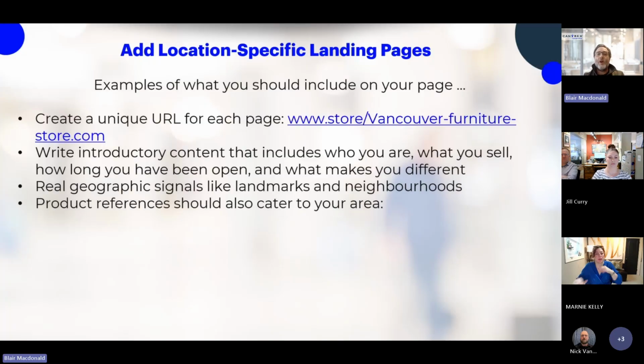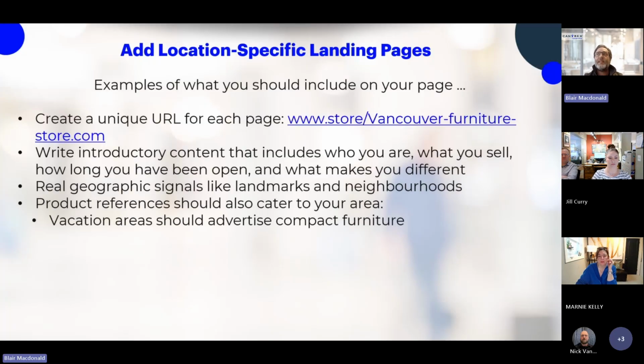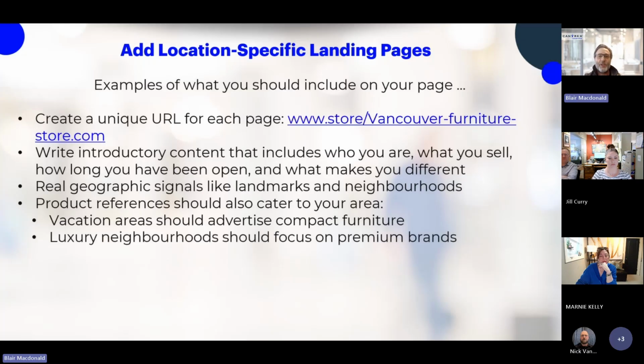Product references that also cater to your area. So think of this as mentioning the brands that might be important to people shopping your area. If there's a lot of vacation rentals, vacation homes, vacation condos, you might want to talk about offering a vast variety of compact furniture. If you're in a higher end community, you might want to focus on premium brands that might speak to those people looking for luxury products.